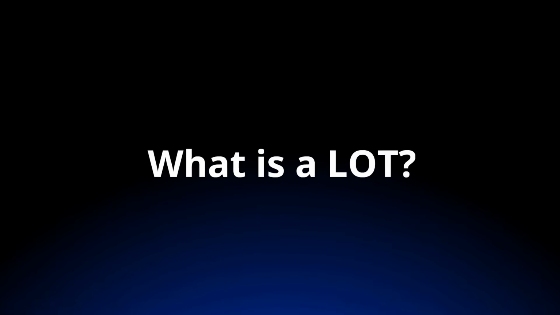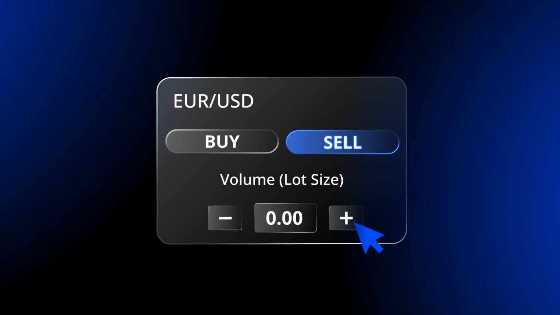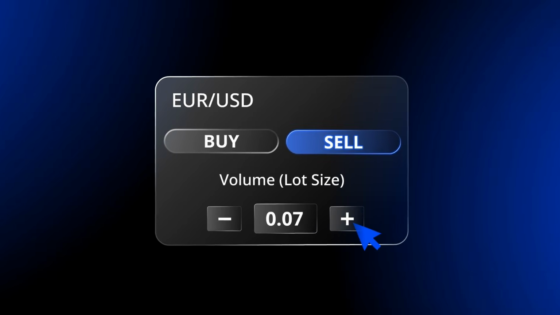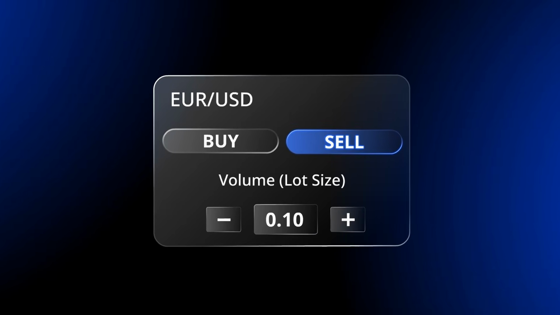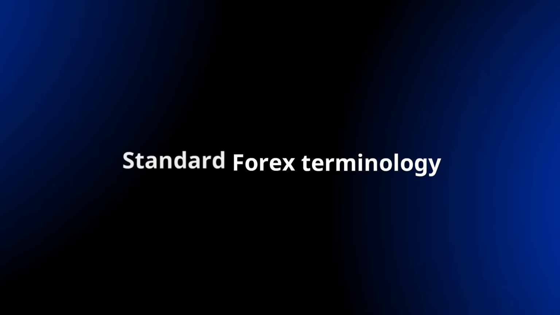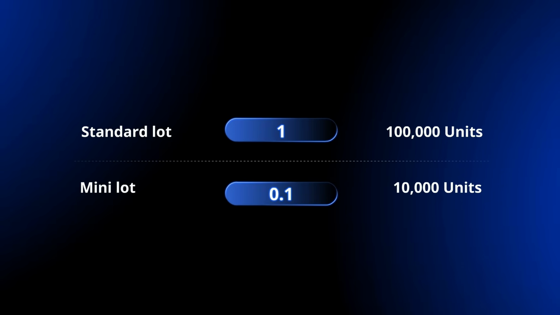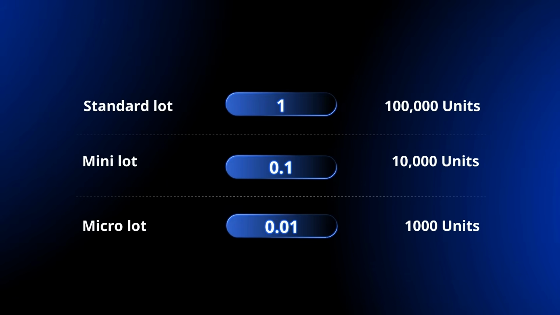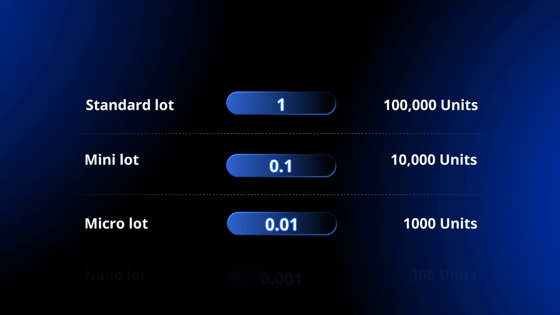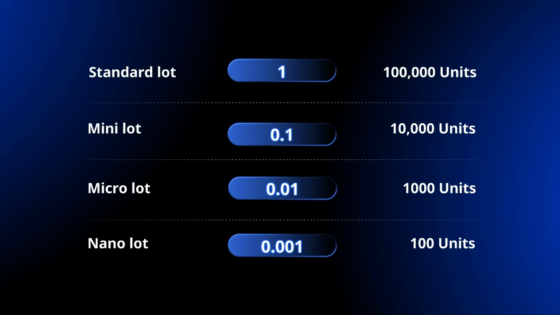What is a lot? Now let's talk about lots. A lot refers to the size of your trade, meaning how many units of a currency you are buying or selling. In standard Forex terminology, a standard lot equals 100,000 units of a currency. A mini lot equals 10,000 units. A micro lot equals 1,000 units. A nano lot equals 100 units.